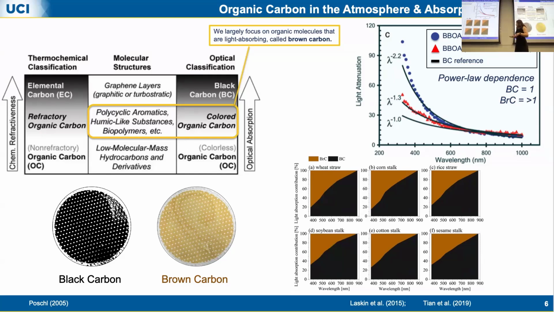So if I look in the literature and show you an example, or 6 examples, of the percent of light absorption as a function of wavelength contributed by brown carbon or black carbon, what you'll notice in each of these examples is that as you increase your wavelength of interest, the percent of light absorption contribution by black carbon increases, and on the contrary, brown carbon is decreasing as you increase your wavelength.